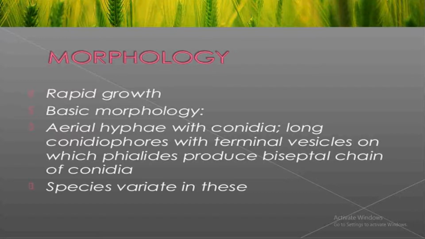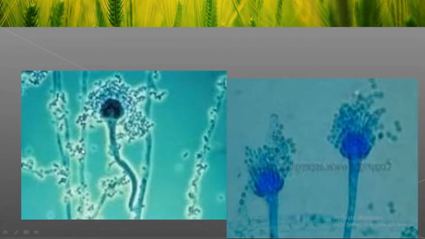So the basic morphology is that there are aerial hyphae, like we saw in the video. The aerial hyphae have conidia. There are long conidia, like you saw in the video. The conidiophores are long with terminal vesicles on which the phialides produce the conidia. They produce the biseriate chain of conidia. So, as we saw, the arrangement of conidia will be different in different species. So we'll come to that.